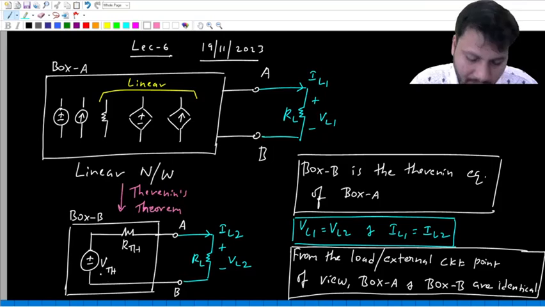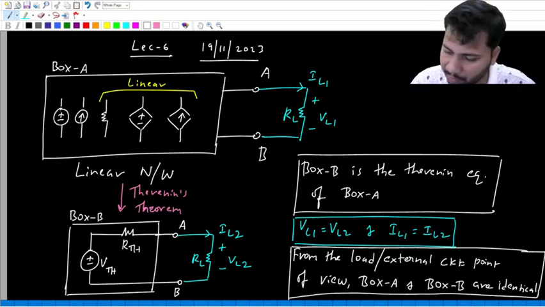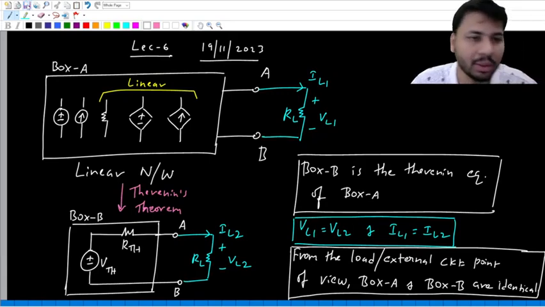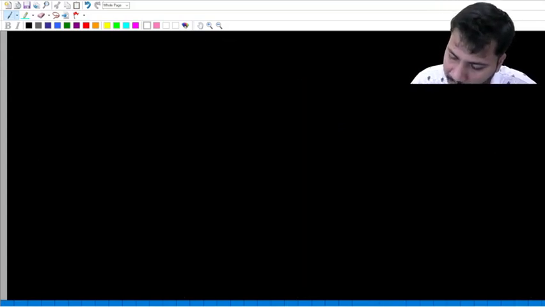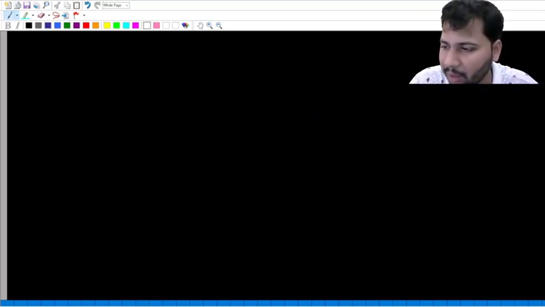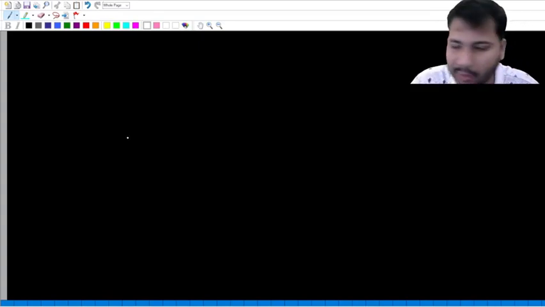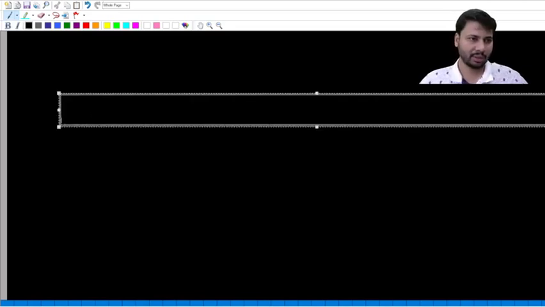So let us understand what is VTH and also what is RTH. And before that let me also tell you the definition of the port. Earlier I think I said a port is a set of two terminals through which current can flow into and out of the network. But to be precise, any two random terminals will not form a port. I'll just write a statement.